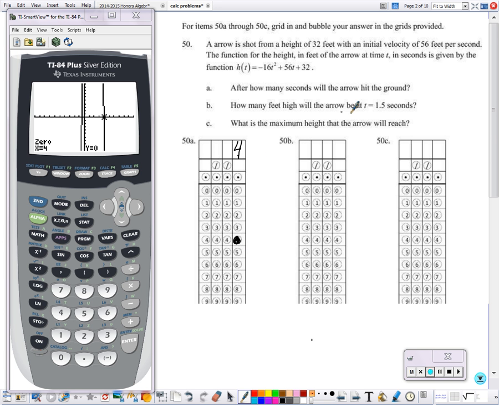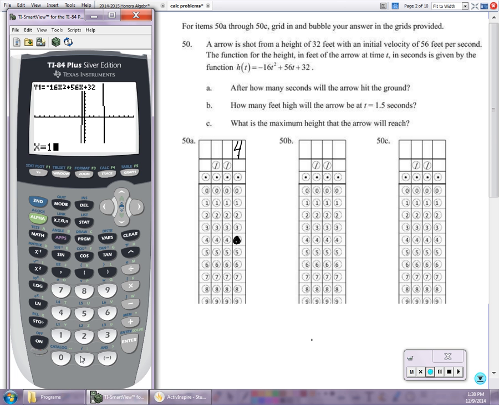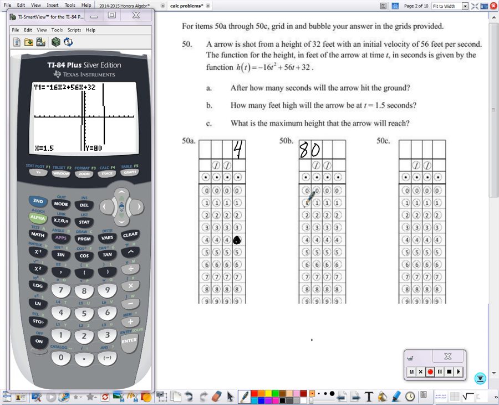So now it says, how high will it be at 1.5 seconds? So I'm going to hit trace and type 1.5, because that's the x value we need it at. And the height is 80. So I could grid 80, lining that up on the left as well. You can either put your answer all the way to the right or all the way to the left, but not just in the middle.